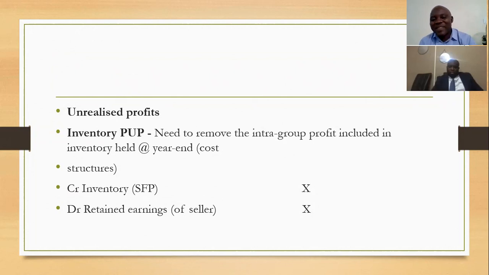Then you are debiting the retained earnings of the seller, because the seller, your wife, when she sold those sweet potatoes to you, which unfortunately you could not sell to the outside world, she recorded the profit. So that profit is part of the retained earnings, which has gone to sit comfortably in the balance sheet of the seller, who is your wife.